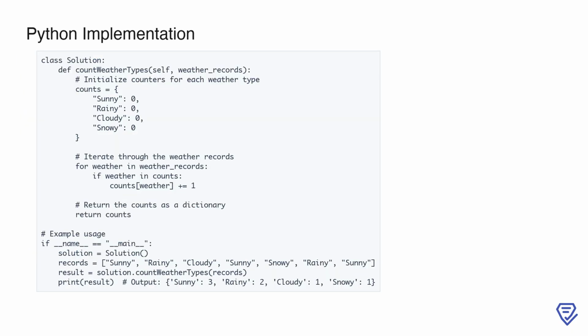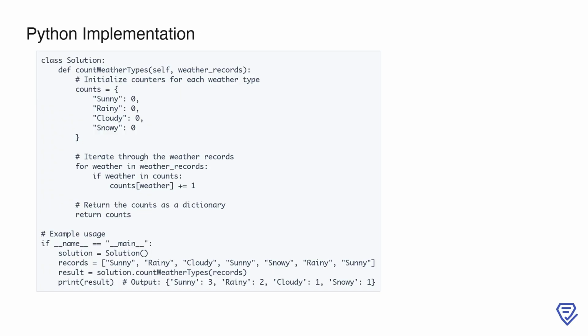This Python implementation solves the problem of counting the occurrences of specific weather types in a list of weather records. Let's walk through the code step by step. First, we define a method countWeatherTypes inside the solution class. This method takes a single argument, weather_records, which is a list of strings representing the weather conditions. The goal is to count the occurrences of each weather type: sunny, rainy, cloudy, and snowy.